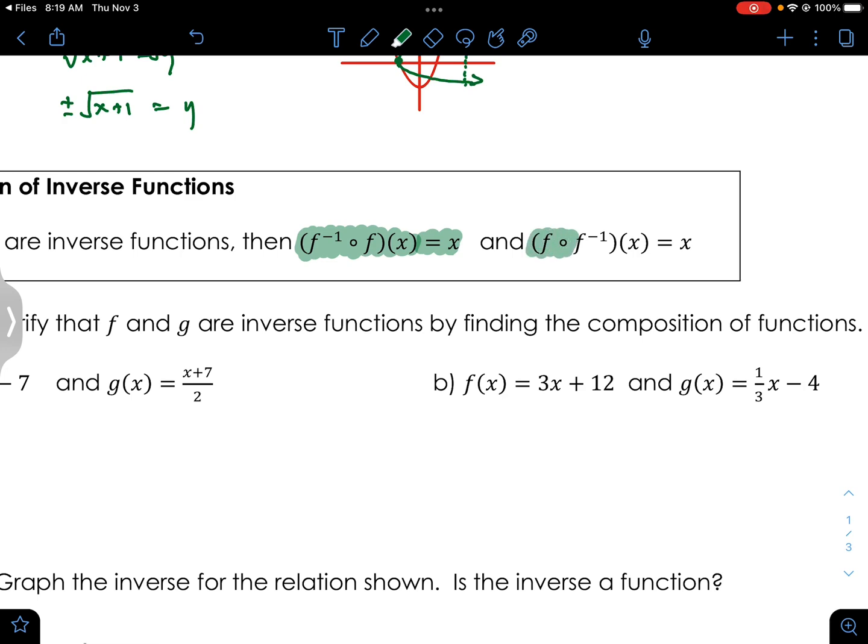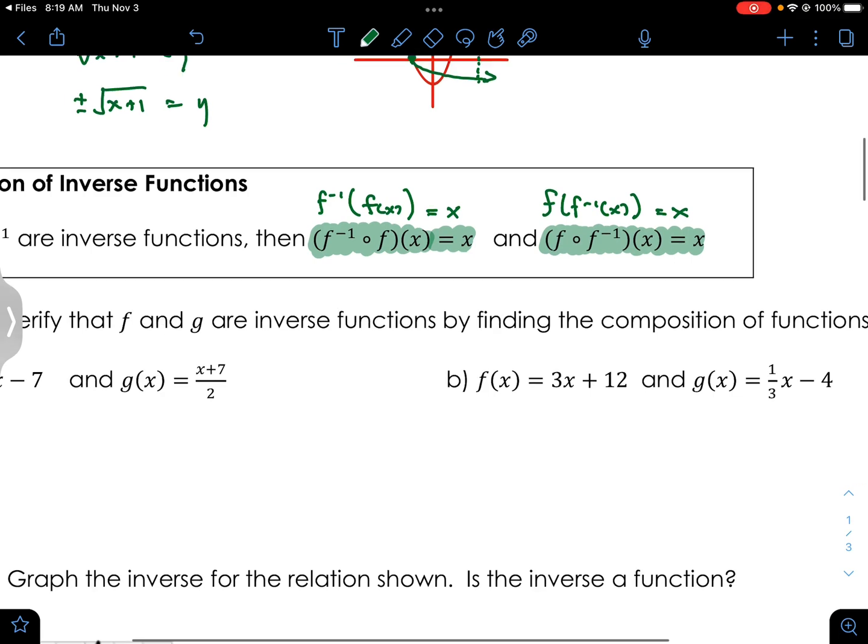And if you take it the other way, f of f inverse should also equal x. Again, remember another way to write this is f inverse of f of x should equal x, and f of f inverse of x equals x. And so again, what this means is if you are plugging in your original function into your inverse, you should get x out. If you're plugging your inverse into your original function, you should get x out.